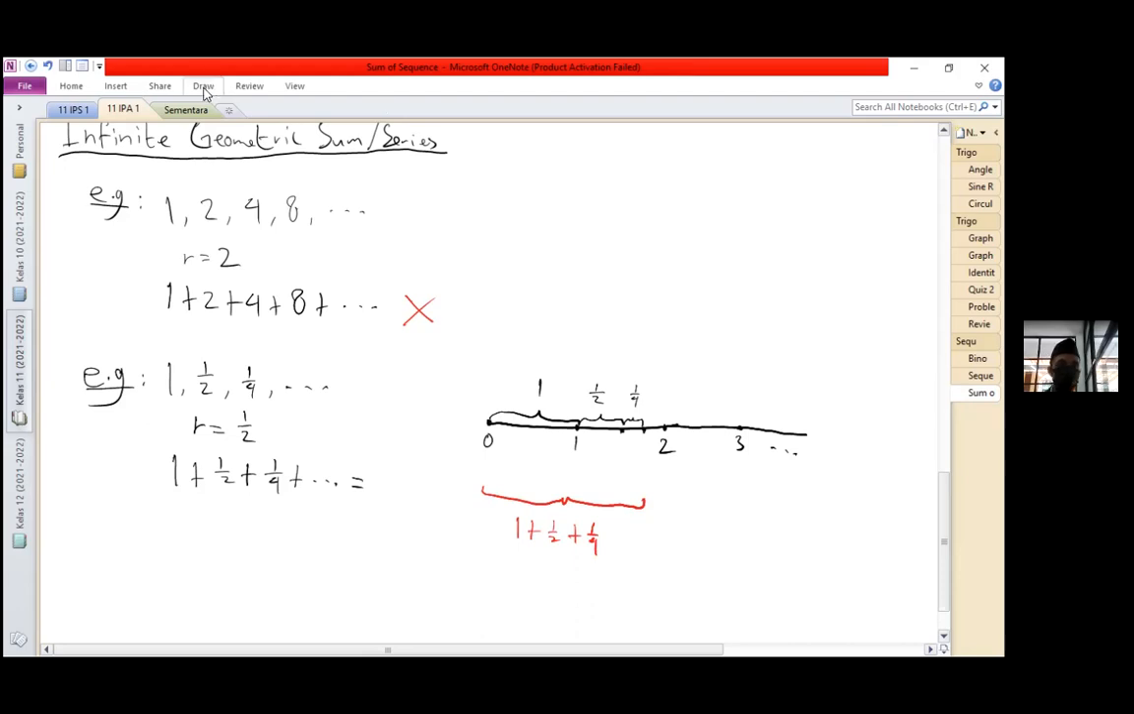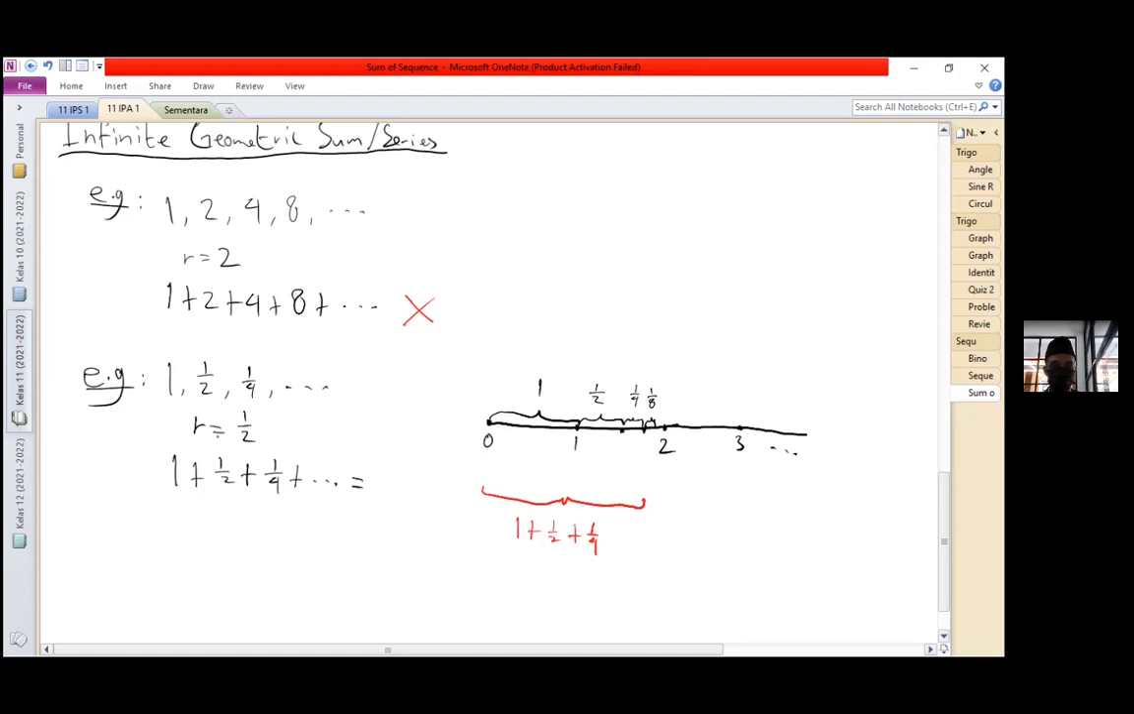So we add the next term, 1/8. So 1/8 has the length half the length of this one. So it's around here, something like this. And then we add the next one, 1/16, and so on. So what you will get is from 0 to the last one, you can actually see that from 0 to 1.